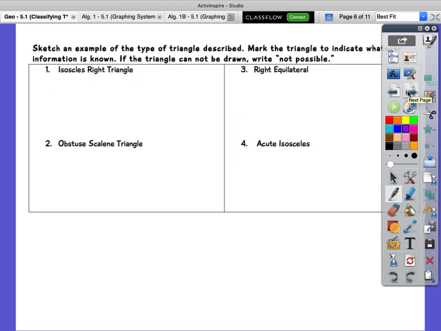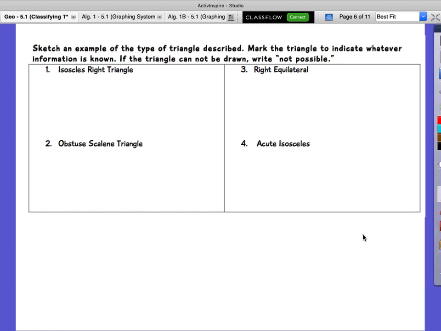Next page. Okay. We're gonna sketch some examples here. I want to know the types of triangles that we're describing. I want you guys to see if we can sketch them. We have 4 different types here: an isosceles right, an obtuse scalene, a right equilateral, and an acute isosceles. We don't really care if the angle or the side part comes first, because some of those are kind of mixed up.